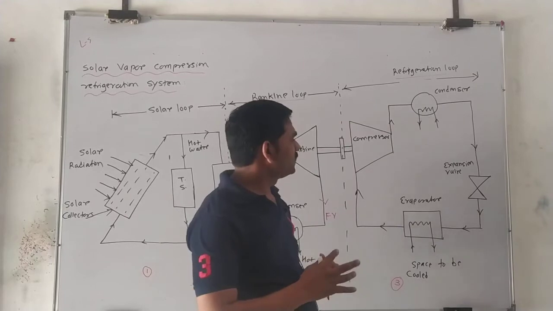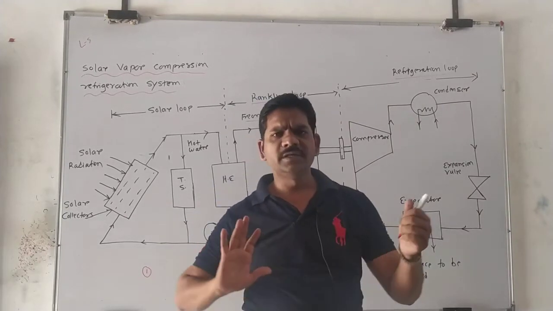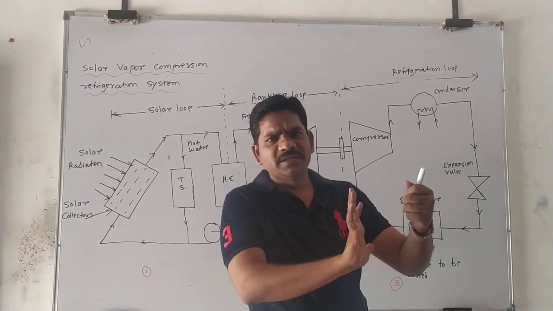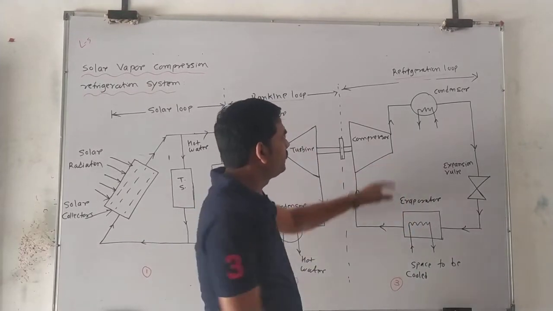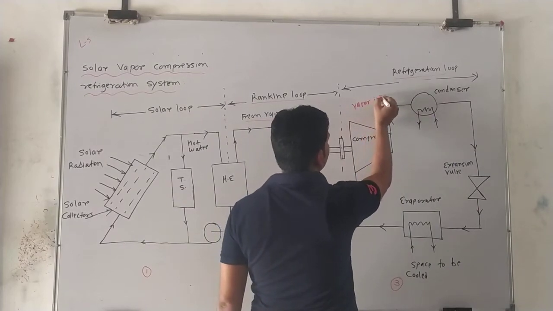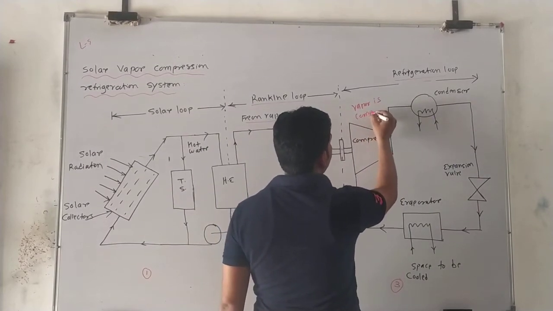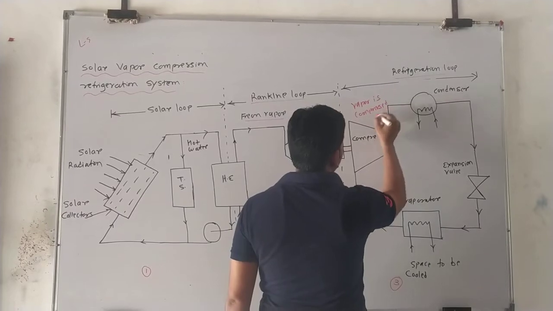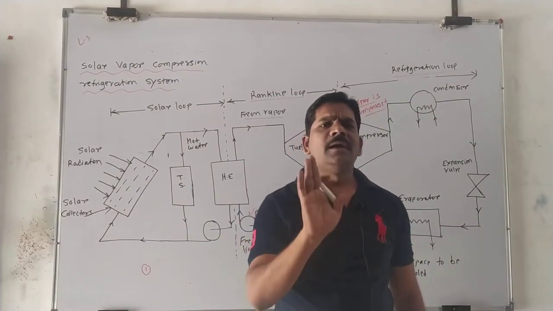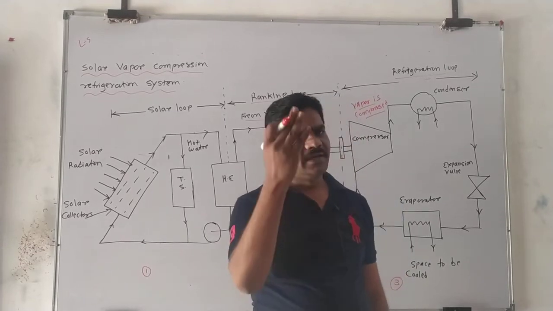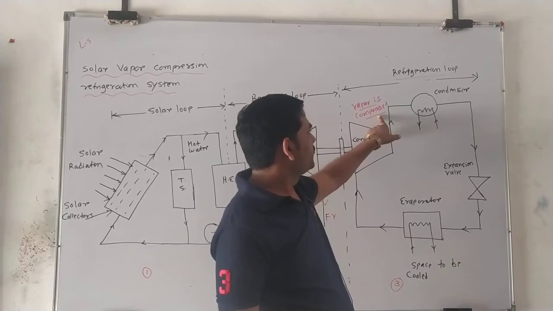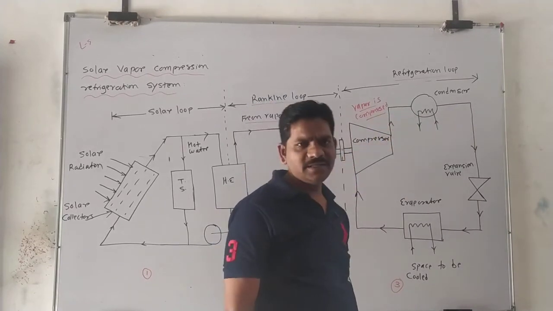So what does this compressor do here? This compressor compresses the vapor of the refrigerant. Okay, so this vapor is compressed. And we know the role of the compressor is to compress. After compression, the pressure increases and the temperature increases. So this high pressure compressed refrigerant vapor enters a condenser.